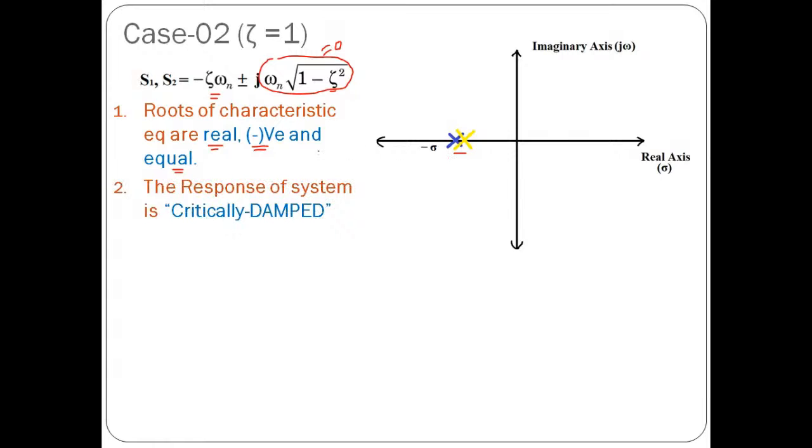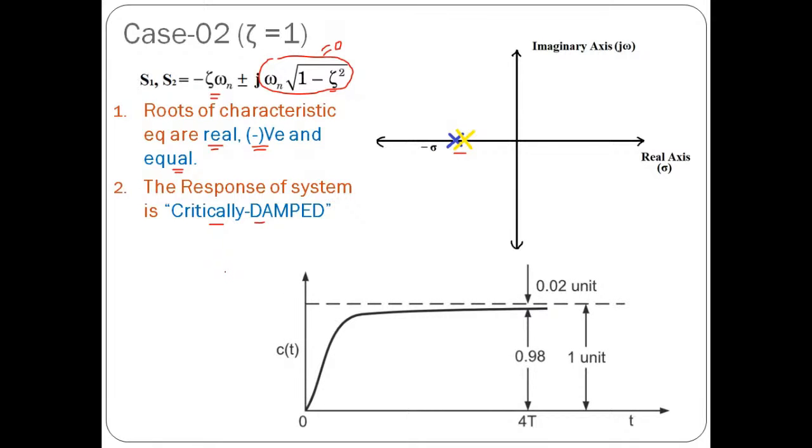And in this case, the response of the system is critically damped. This is very important. Suppose you are interested to find out how the output is going to vary with respect to time, it is like this. This is the critical response. Why? Because here we have taken the value of zeta as 1. So when the value of damping ratio is 1, the roots of the characteristic equation are real, equal, negative, and the response of the system is critically damped. That is important. Please note down this. These points are very important.